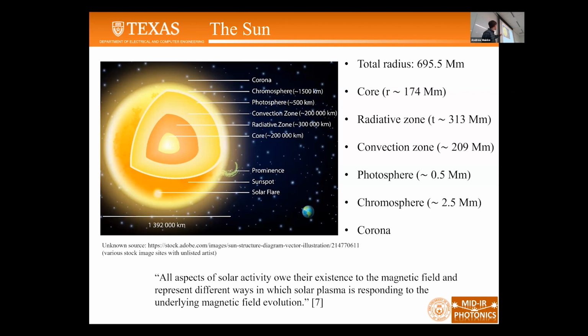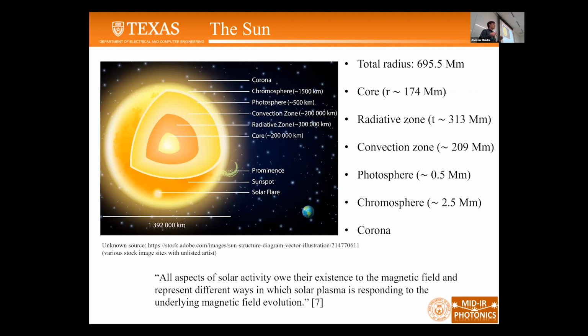Shown at the bottom of this image are a few different solar phenomena. And I'm just going to read a quote here. All aspects of solar activity owe their existence to the magnetic field and represent different ways in which solar plasma is responding to the underlying magnetic field evolution.